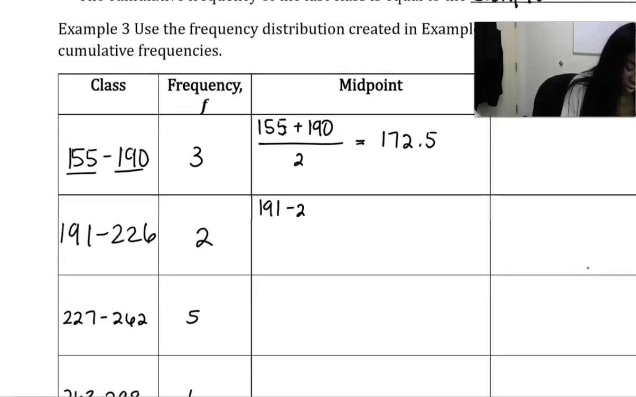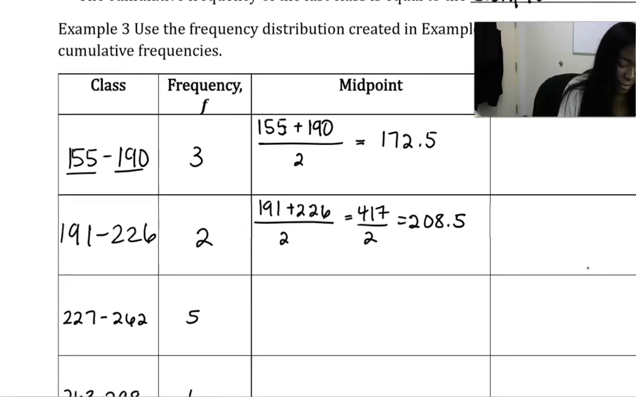You're going to do the same thing with the second class. We get 191. We're going to add it to 226, and then we're going to divide it by 2. 191 plus 226 is 417, and then 417 divided by 2 gives us a midpoint of 208.5.